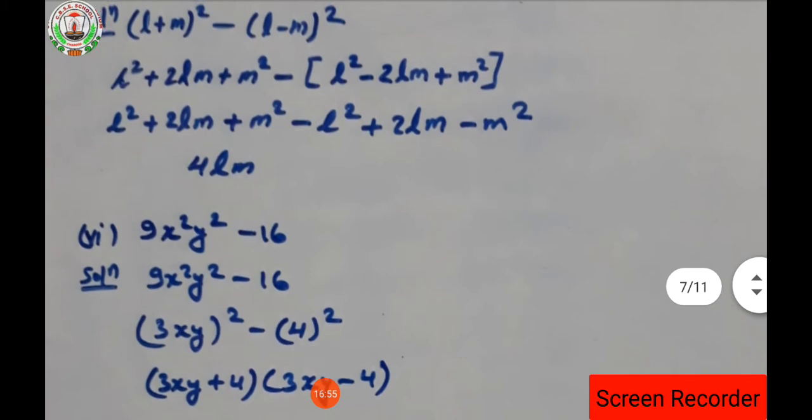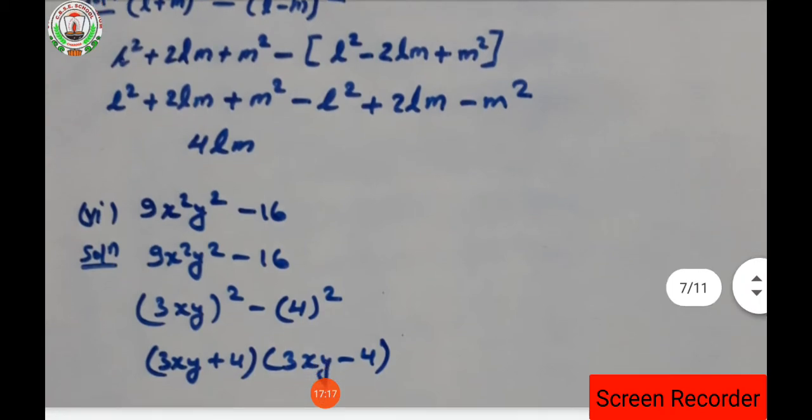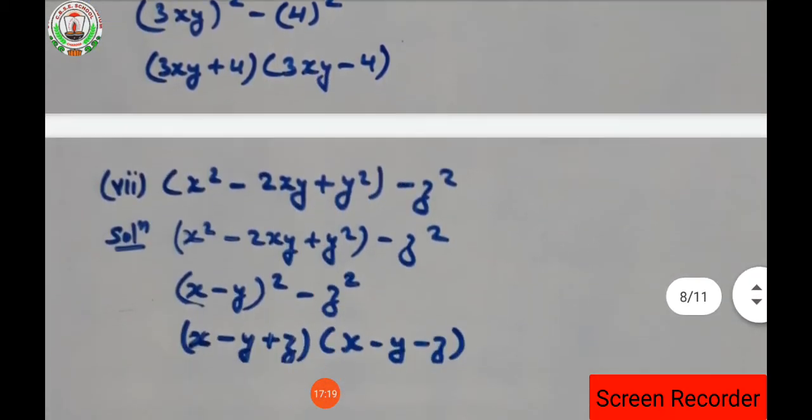Now the next is 9x square y square minus 16. So 9 can be written as 3 into 3, and square is already present. So (3xy) the whole square minus (4) the whole square, because 16 can be written as 4 into 4, that is 4 square, isn't it? So it is in the form of identity, that is (3xy plus 4) into (3xy minus 4).